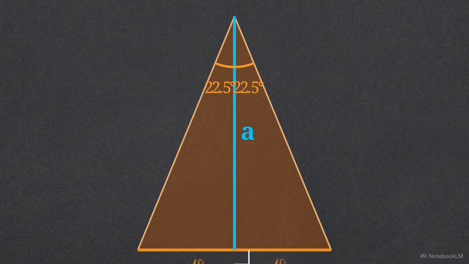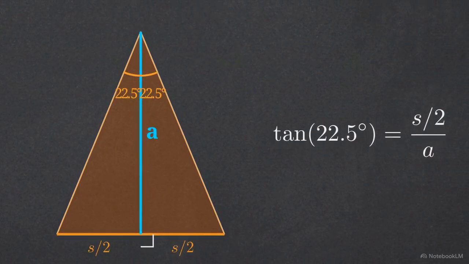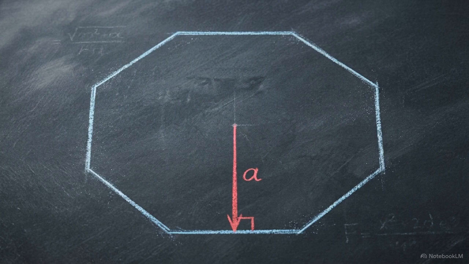With a right triangle established, we use trigonometry. The tangent of 22.5 degrees provides the length of the apothem relative to the length of the side. Calculating this single internal vertical line provides the specific height needed to solve for the total area of the entire shape. This diagram isolates a single triangle with a base of S and a height of A.